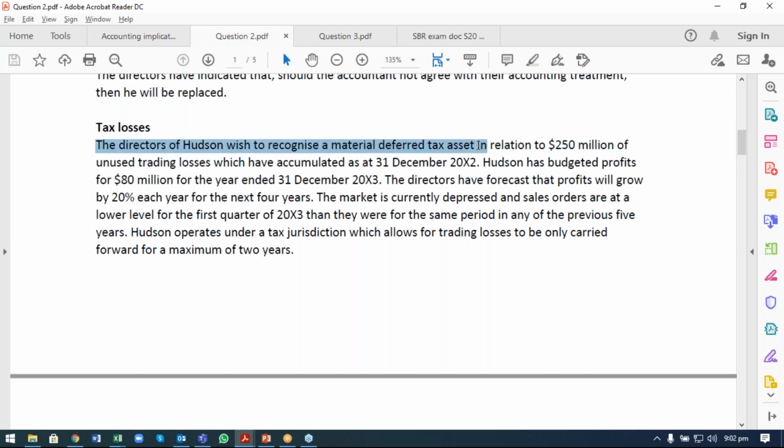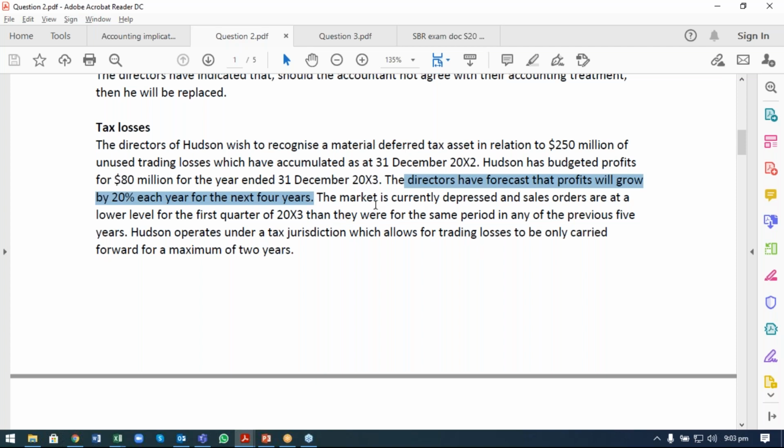Directors of Hudson wish to recognize a material deferred tax asset in relation to 250 million of unused tax losses which have been accumulated at 31 December 2002. So the Hudson company has a tax loss of 250 million, and the directors believe we have to create a deferred tax on the whole value of the loss of 250 million. The directors have estimated that the profit for the next year, 31 December 2006, would be 80 million, and they forecast that the profit will grow by 20% each of the next 4 years.